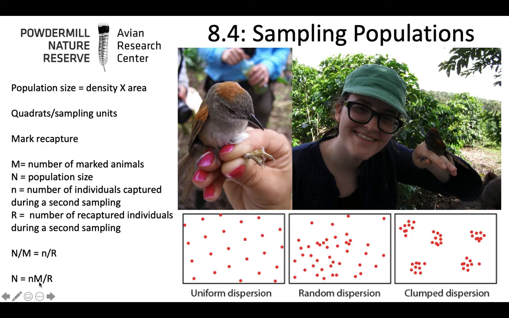Now let's change that equation a little bit and say that you mark 20, you catch another 20, and all 20 individuals have bands on them. They're all the same ones you marked the first time. That's 20 times 20, 400 over 20 is 20. So what you see from that is that the lower the number of recaptured individuals during a second sampling, the larger the population. The larger the population, the less likely you are to catch the same individuals the second time. So the larger the R, the smaller the population. The lower the R, the larger the population. If you have a large R and you are very frequently re-catching individuals, then you have a smaller population size.